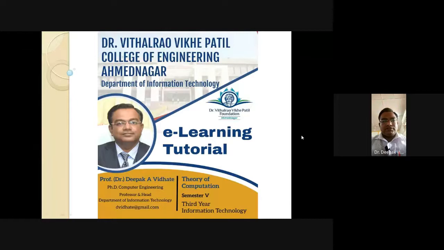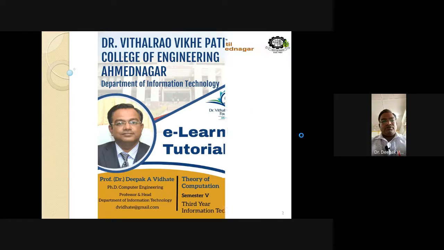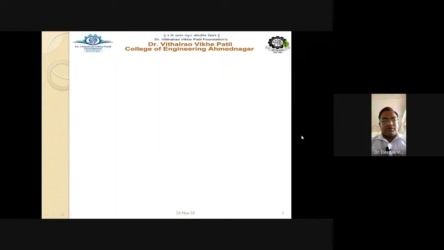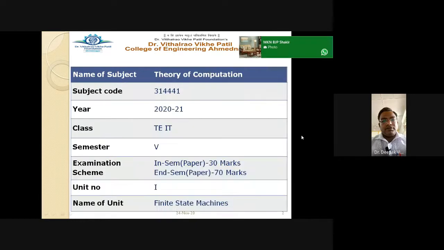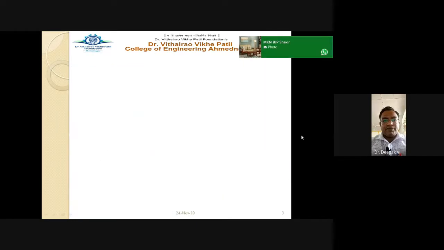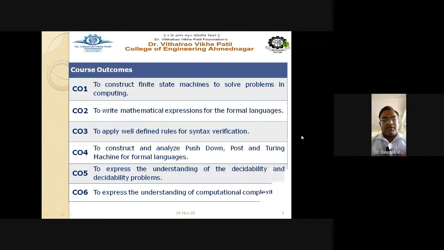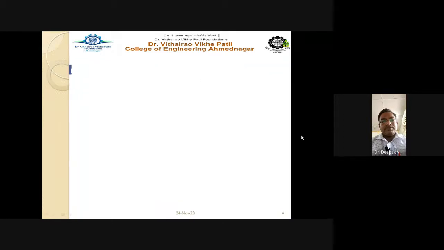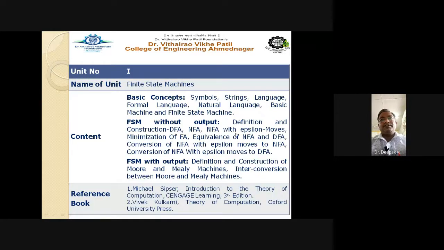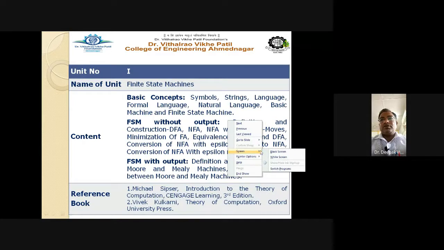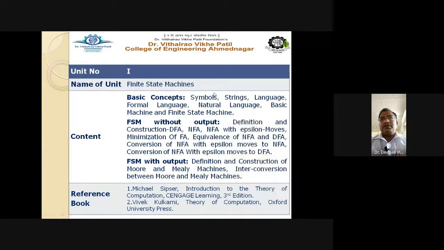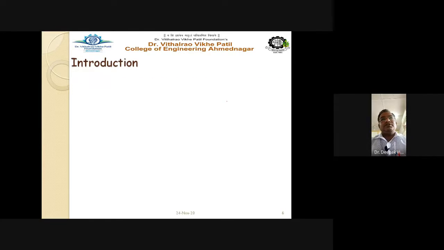So we are discussing the first unit of theory of computation, that is finite state machine. Up till now, we have discussed the basic concepts: alphabet, then string or word, then language, what is the meaning of language, then what is string acceptance, how we can say whether a particular string belongs to a particular language or not. That we have already discussed. Symbols, what is the meaning of symbol, how they are defined, and how the string is formed. So see here, we'll just go through it.